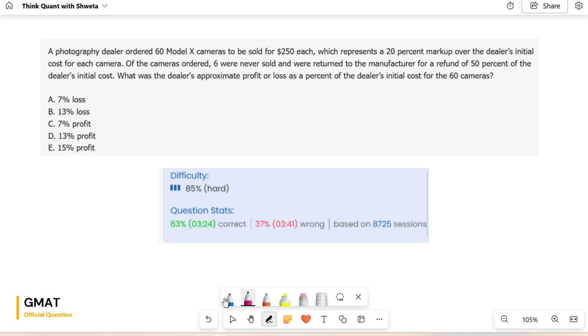Look at this data here, 3 minutes 24 seconds on average to get this correct, and 3:41 on average to get this wrong. Now, you see, the accuracy is not so bad. We've seen some questions here in this series and in the DI series where the accuracy was way lower. Here, even though the accuracy is decent, the timing is not.